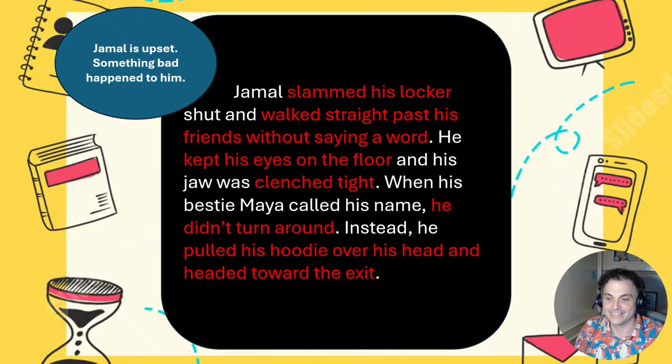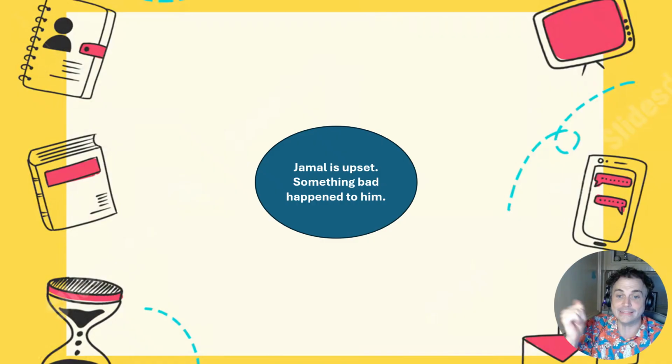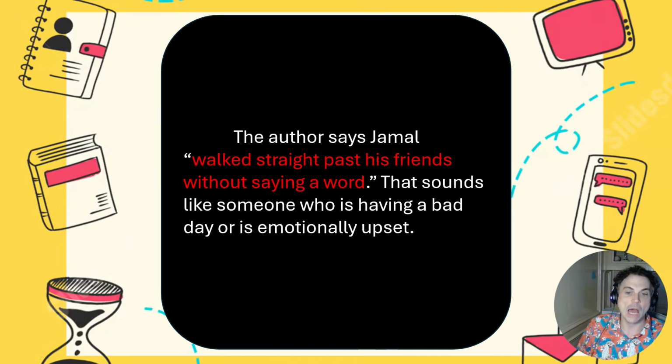Okay. Now, how can I turn this into an answer to a question or a thesis statement? Right? There's my inference. I need to plug some evidence in from the text. Boom. The author says Jamal walked straight past his friends without saying a word. That sounds like someone who is having a bad day or is emotionally upset. Like magic, we read the author's mind. Now we have a perfect statement with evidence to prove our inferencing skills.